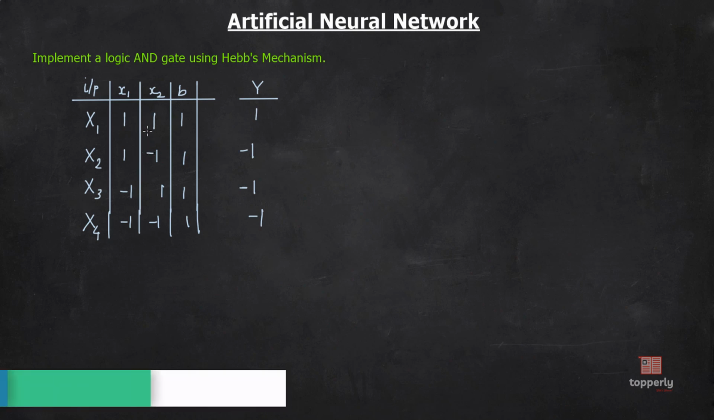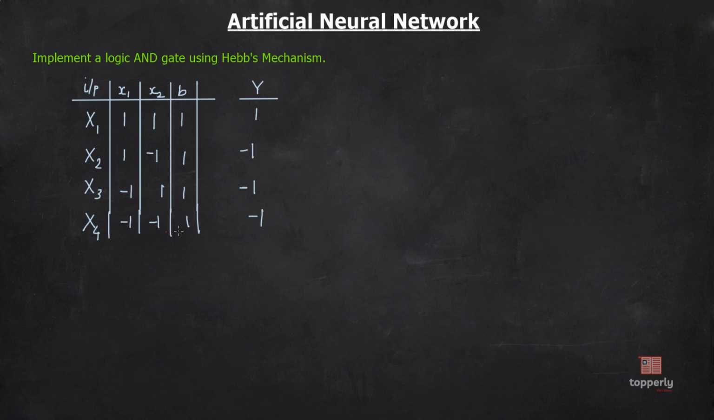Therefore, 1 into 1 is 1, 1 into minus 1 is minus 1, because 1 into 0 was 0, right? And minus 1 into 1 is minus 1, and minus 1 into minus 1 is minus 1. Now we are also given a bias, and note that bias is also an input in the neuron model we have discussed, right? Therefore, we will try to implement the steps.